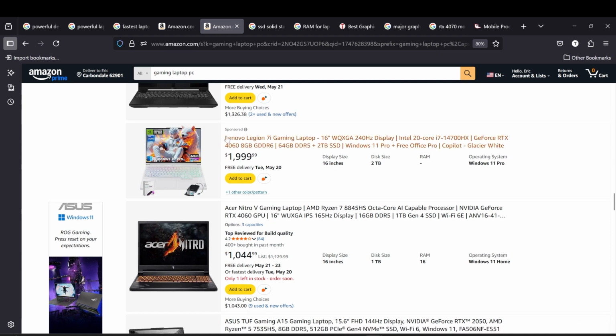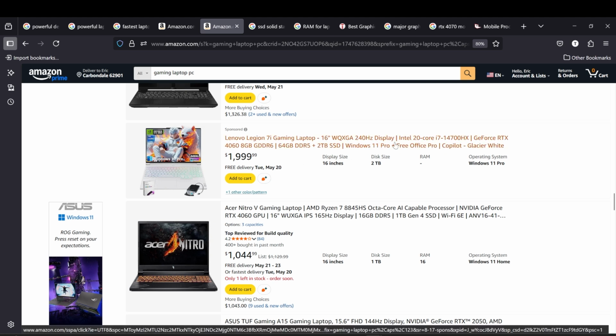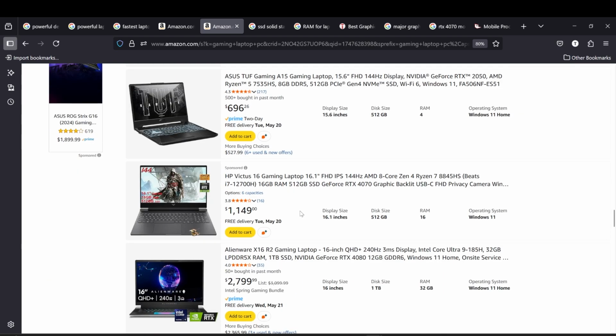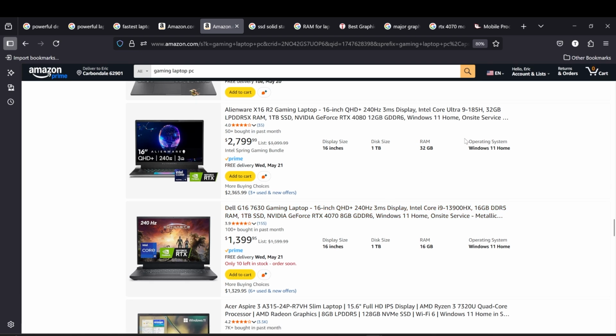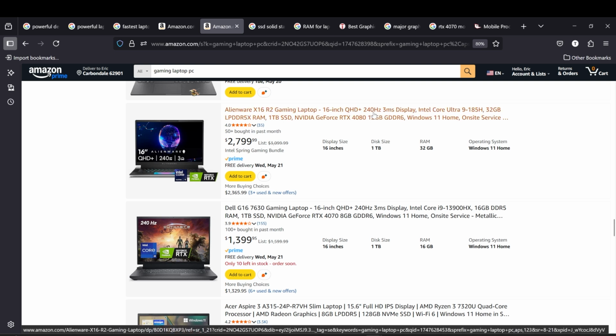So then, this one is a 240 display and an i7 14th generation RTX 4060. Well, I would like to go with at least a 4070 or something like that, so that probably would be a better choice. And then the last one that I'm looking at is also 240.